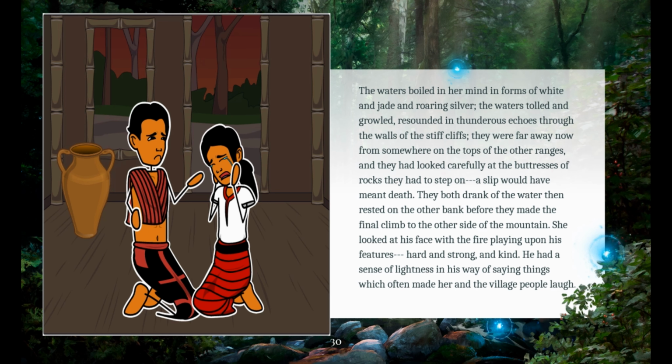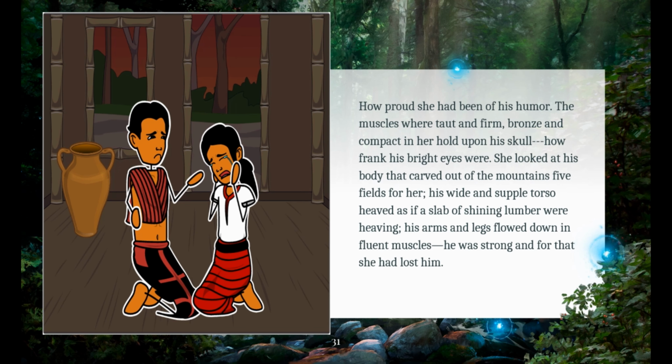She looked at his face, with the fire playing upon his features, hard and strong and kind. He had a sense of lightness in his way of saying things which often made her and the village people laugh. How proud she had been of his humor. The muscles were taut and firm and bronze and compact in her hold upon his skull. How frank his bright eyes were. She looked at his body that carved out the mountain's 5 fields for her. His wide and supple torso heaved as if a slab of shining lumber were heaving. His arms and legs flowed down in the fluent muscles. He was strong, and for that she had lost him.